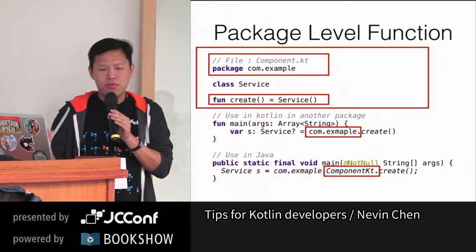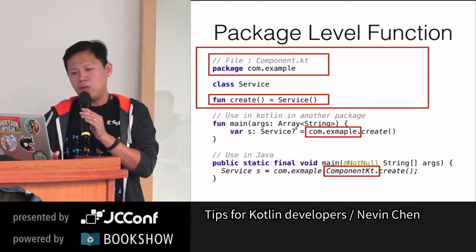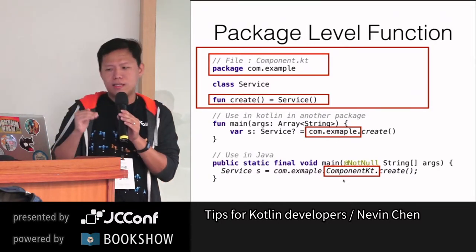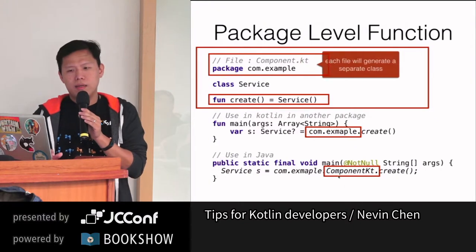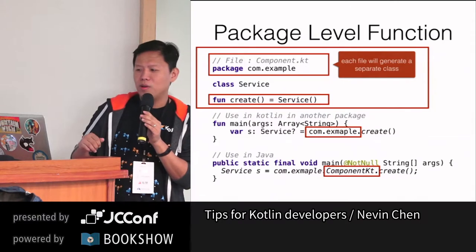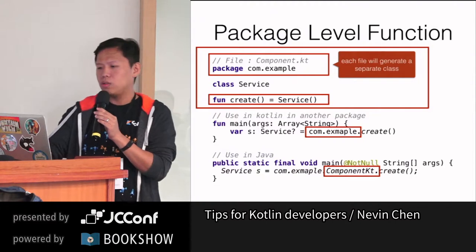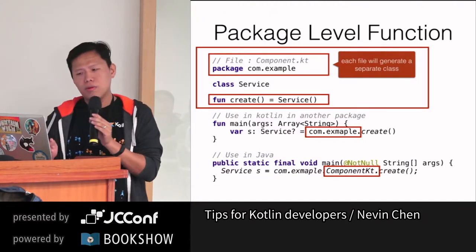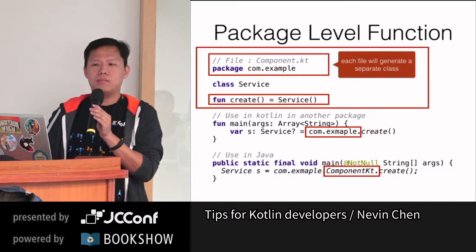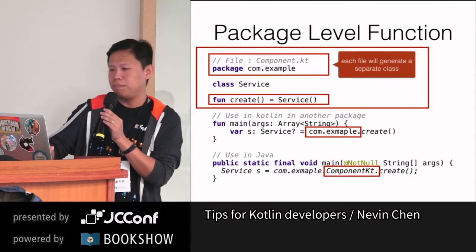Okay, how about Java? If you're using Java and calling Kotlin's static methods, you'll find you need to specify something called ComponentKt. Where does this ComponentKt come from? It's actually from this file. Kotlin gives each file a separate class under the hood, so this is why you have to reference the file name. If you don't like this name, ComponentKt, if it's very strange, you can use that annotation to make it a real Java class. You can give it a name.